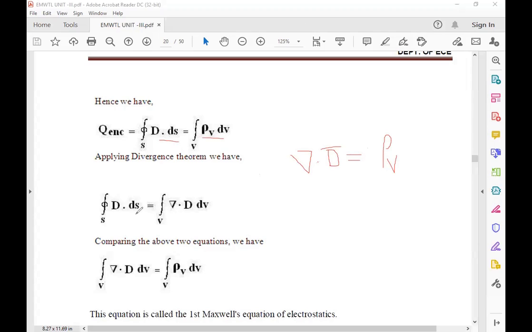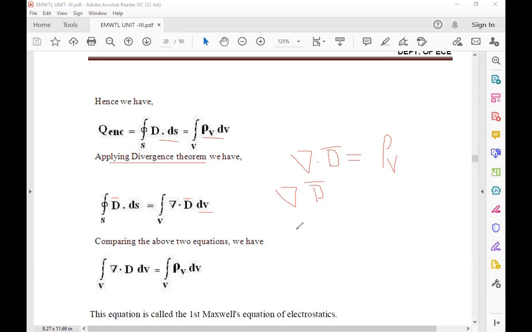Integral D bar dot dS bar is equal to the surface charge. By using the divergence theorem, the surface integral is converted to the volume integral by taking del dot. Any surface charge is converted to the volume charge. Means you can use del dot of this variable D, and dS changes to dv.